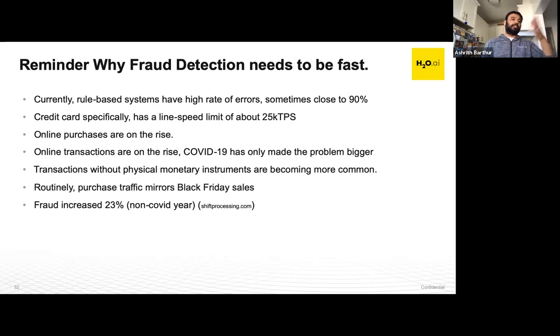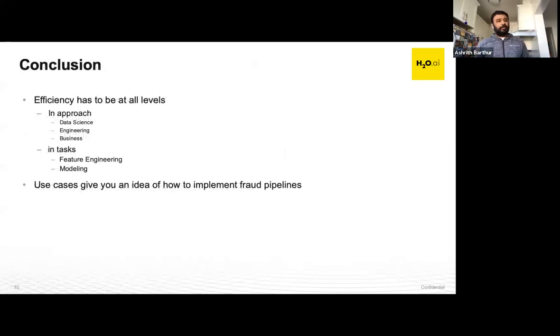And this could be any of the kinds of fraud that we listed out or spoke about in these two examples. In terms of the conclusions, I would just like to say, efficiency has to be across all of these levels. It could be across your approach, let's say data science, your engineering itself, model engineering itself, or your business when it comes to the kind of risk that you take and so on. It could also be in the tasks, purely in the feature engineering part or in the modeling part. I hope these use cases give you an idea of the kind of modifications that you can do in your pipeline or in your task, where it will give you a lot more value in terms of detecting fraud.